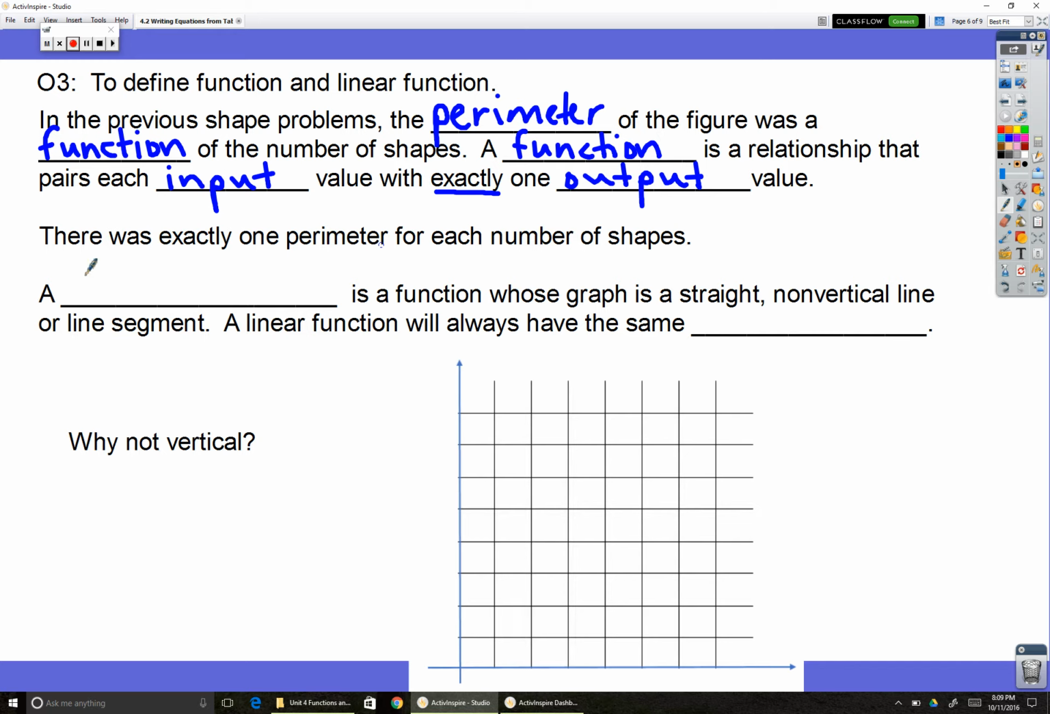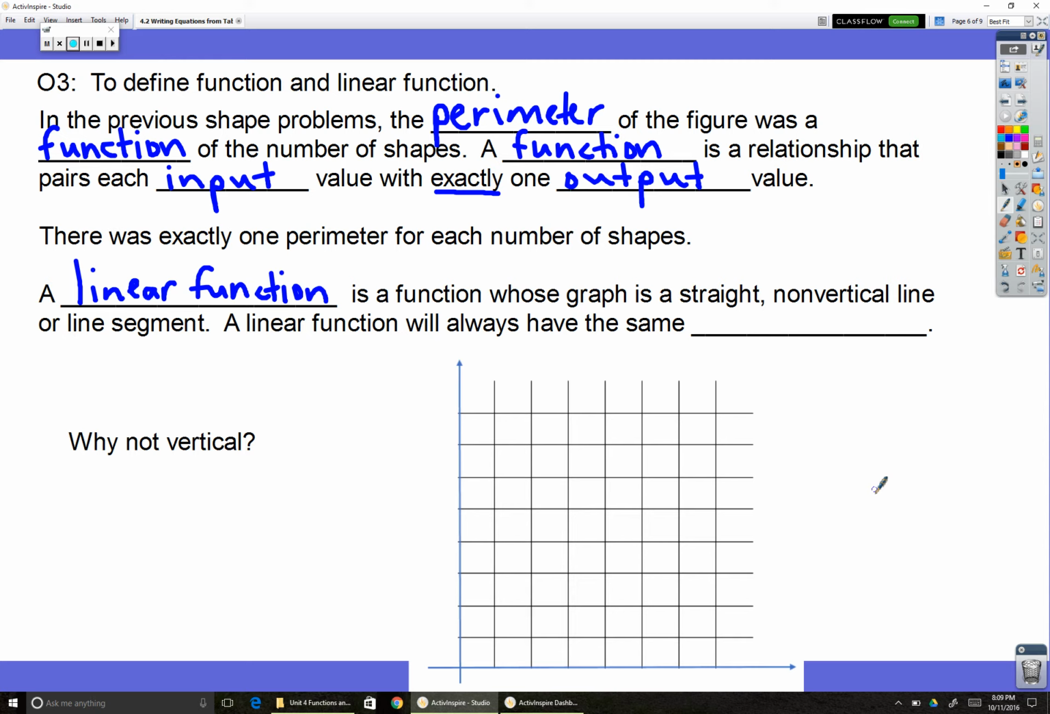Let's get a little more specific now. A linear function is a function whose graph is a straight, non-vertical line or line segment. So any line is a linear function as long as its graph is not vertical. So vertical, going up and down. We cannot have a vertical line segment. And we'll see why that's true a little bit later.